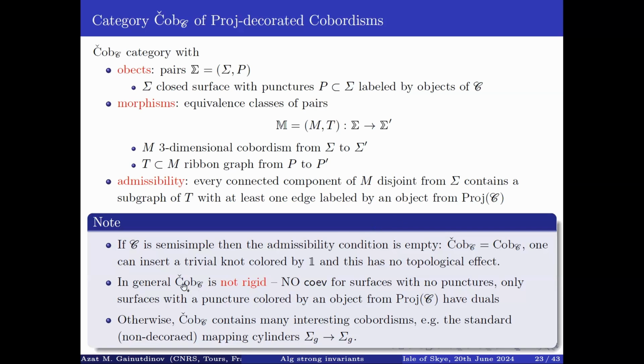And these cobordism categories, for non-semi-simple C, are not rigid compared to usual cobordism categories. So we have no coevaluation for surfaces, for example, with no punctures. This category is missing some coevaluations. Only, for example, surfaces with a puncture labeled by projective objects have duals. But otherwise, this cobordism category still contains many interesting morphisms. For example, standard non-decorated mapping cylinders are all there. So it's just some coevaluation maps that are missing.